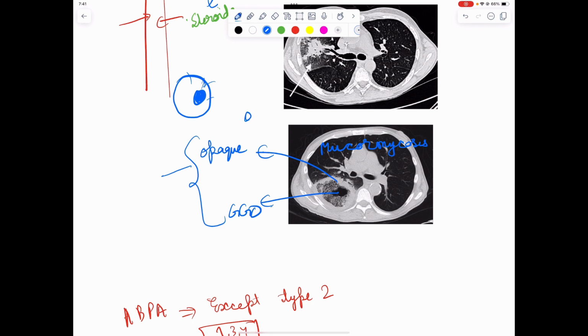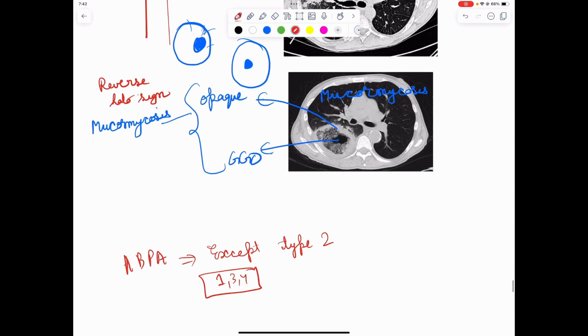Now the inner side is totally black and the outer region is luminescent. So what you will do, this is basically mucormycosis. This is mucormycosis that was seen a lot with COVID-19. Now mucormycosis has a reverse halo sign, and this is typical for organizing pneumonia.